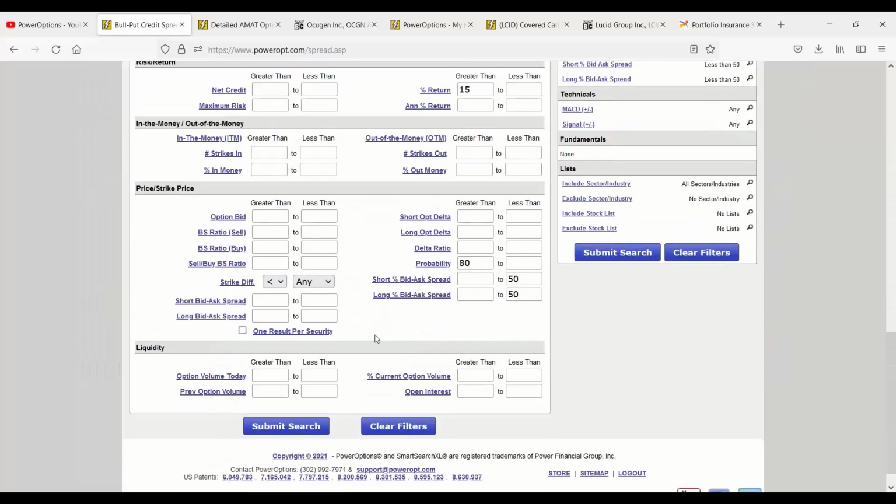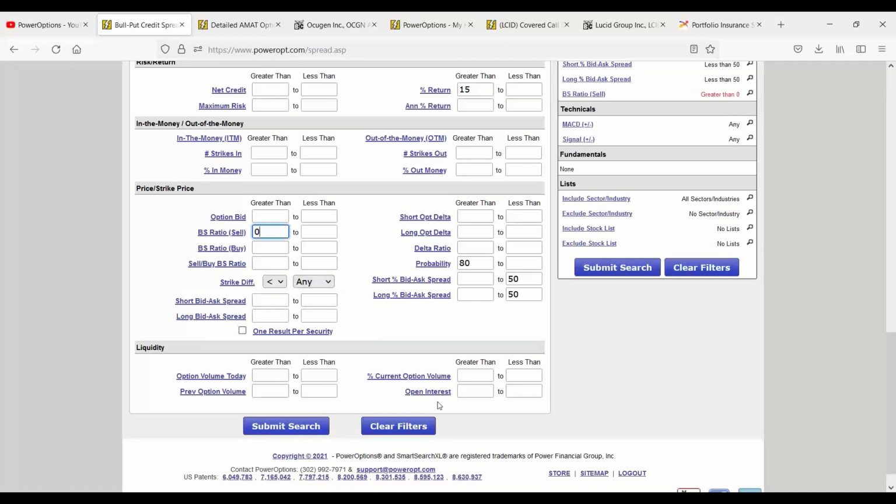Now, of course, we would put in no earnings between now and expiration, but let's just do our other steps. Black-Scholes ratio of the cell greater than 0.7. It can be undervalued, it can be overvalued, but it's at least relatively close. And I'm going to go too high on the upside, less than 1.50. Yeah, let's do 1.90.